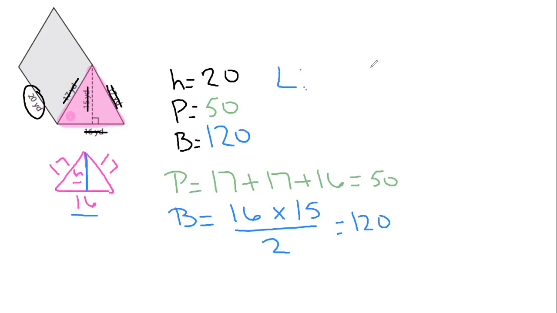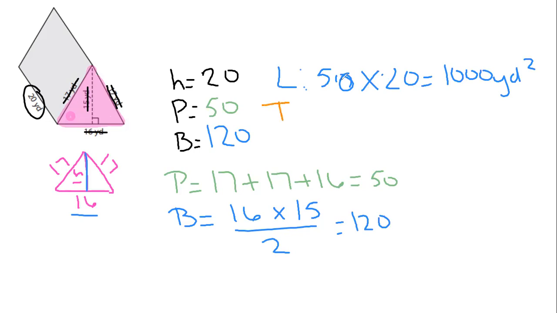For lateral surface area, which is perimeter times height, I'm going to have 50 times my height of 20, and 50 times 20 is 1,000 yards squared.